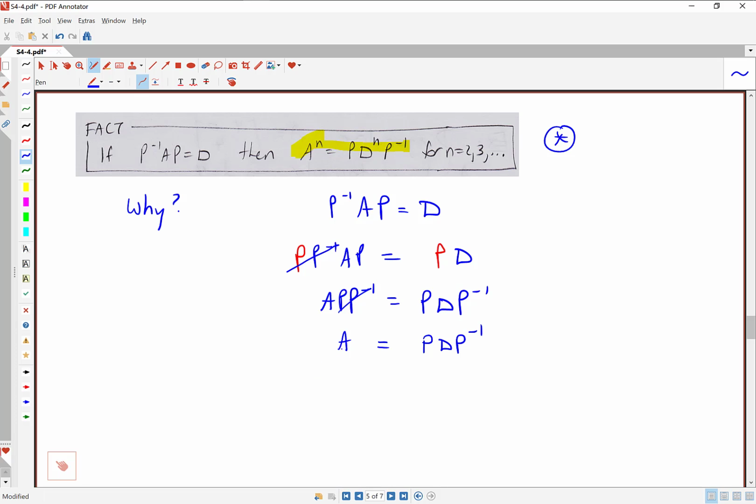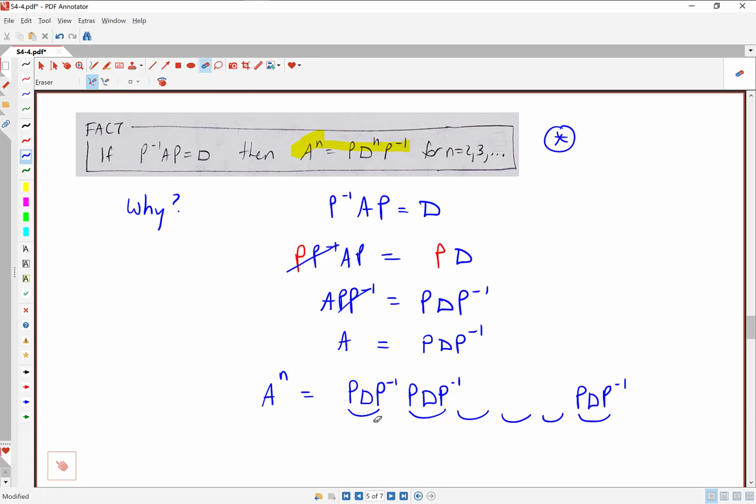Okay, now imagine that we multiply A by itself a whole bunch of times. So A to the n. Well, since A is PDP inverse, this is like going PDP inverse, that's A, times another PDP inverse, that's another A, and just keep doing this, however many times, n times.